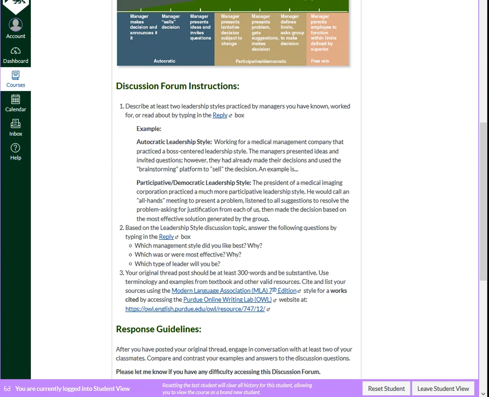An autocratic leadership style: I worked for a medical management company that practiced a very boss-centered leadership style. The managers presented ideas and invited questions, but they had already made their decisions. Even though they used the brainstorming platform to sell the decision, they didn't take any of our suggestions and advice. They had already made the decision.